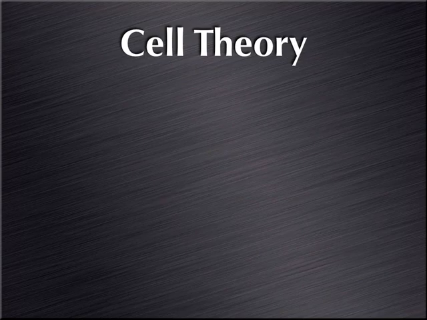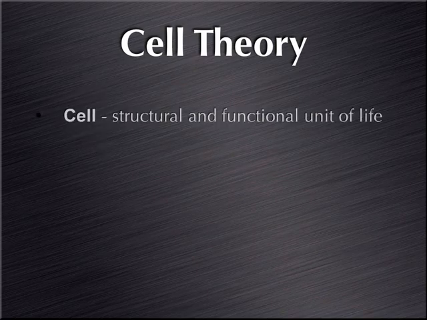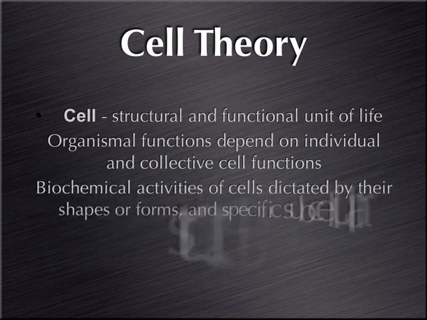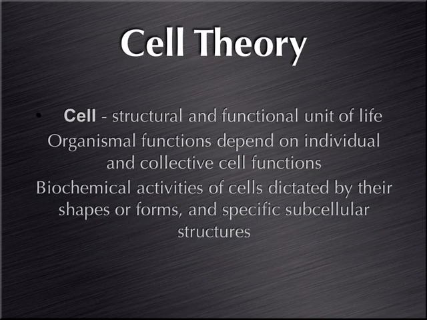And the cell theory states that the cell is the basic structural functional unit of life. The smallest thing on this planet that we would consider alive would be a single cell. All organisms and the functions of that organism depend on individual cells and cells as groups working together. All the chemistry of the cell dictates the shape and specific things that we find inside the cell, and we'll be looking as this chapter goes on at quite a number of cell types and things inside cells.